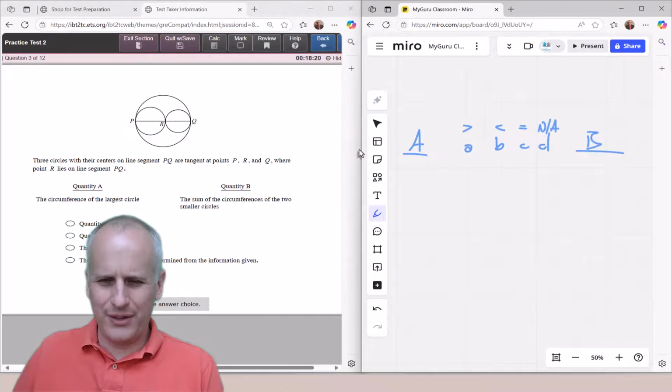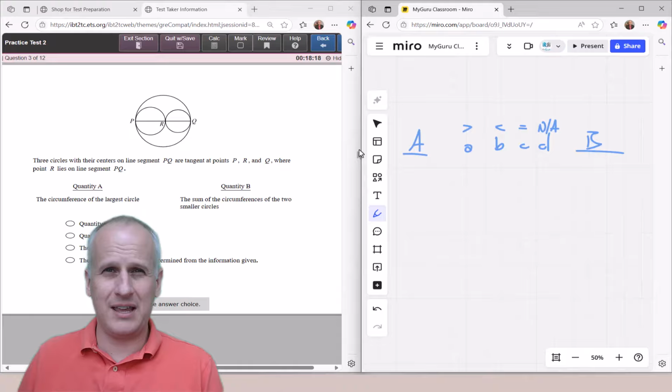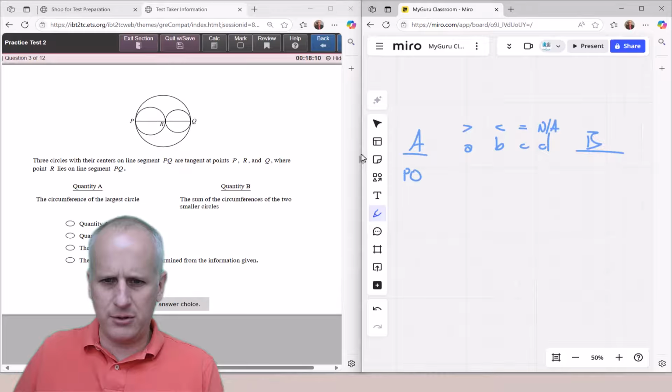I know that the formula for a circumference of a circle using diameter is just going to be pi times that diameter. So quantity A I can write as PQ, the line segment, times pi. Then the sum of the circumferences of the two smaller circles, well, I can write that as PR for one of the two smaller circles times pi, plus I can then have RQ, the line segment, times pi.